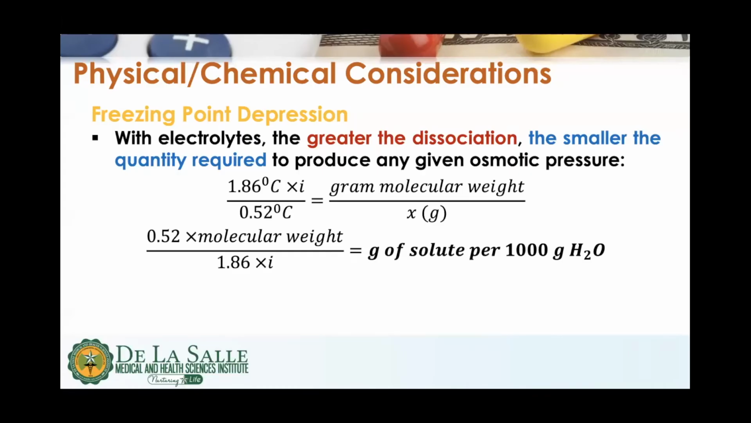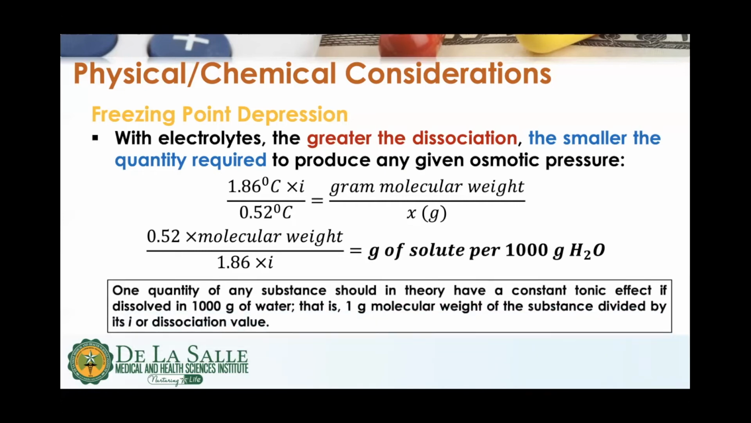Now, how do we compare the tonic effect of different substances? In other words, how do we determine the amount of one substance having the same tonic effect in terms of freezing point depression as another substance? Remember that one quantity of any substance should, in theory, have a constant tonic effect if dissolved in 1000 grams of water. That is, 1 gram molecular weight of the substance divided by its I or dissociation value. Let us try to see how we can derive a formula that is based on that particular statement.